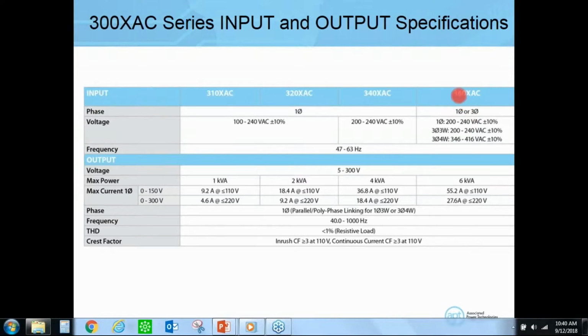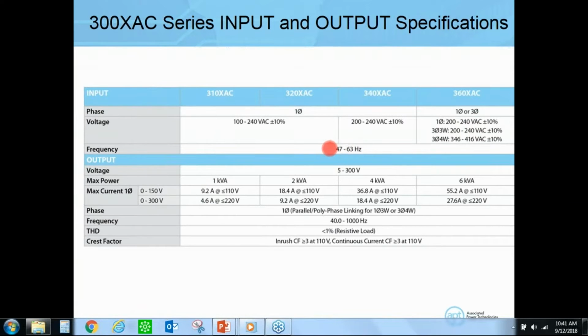So you could power up a 360 XIC with either a single phase power or a 3-phase power, and the voltages required for each phase or each configuration are listed here. For a single phase, 200 volts to 240 volts could be required. In the 3-phase configuration, you may have anywhere from 200 volts to 240 volts.